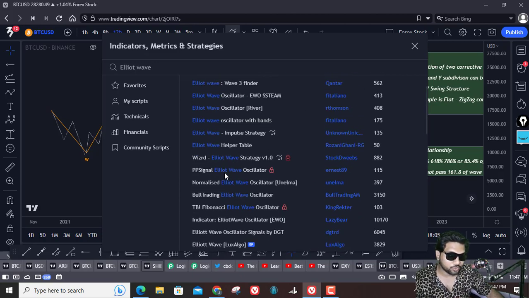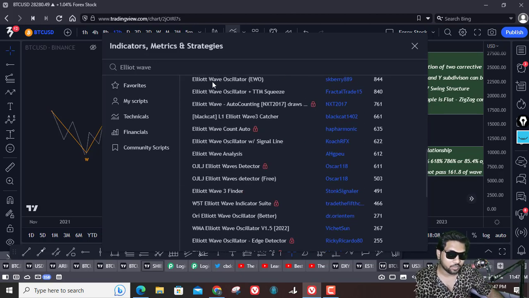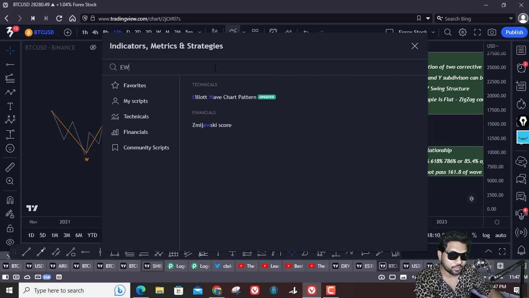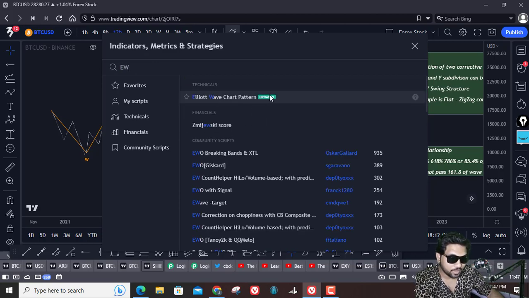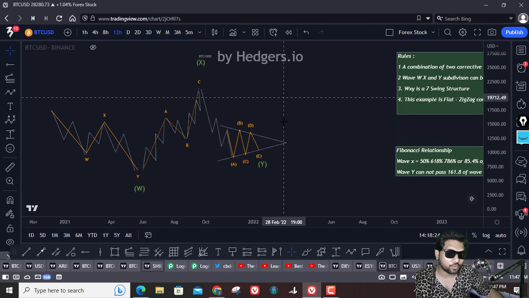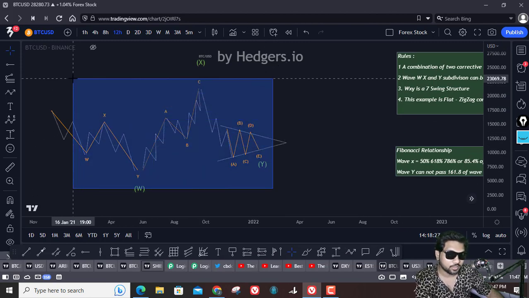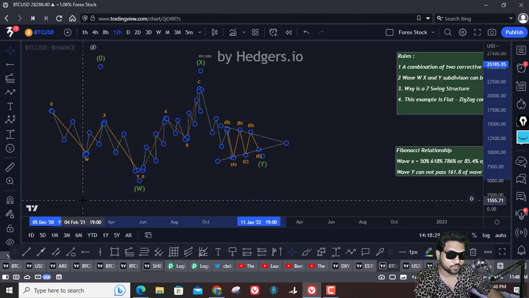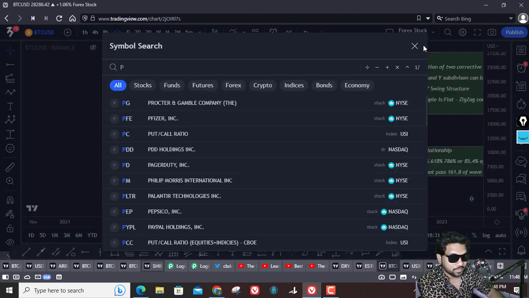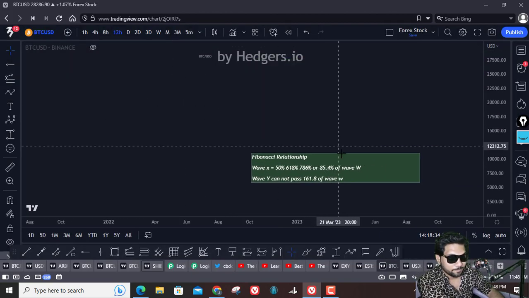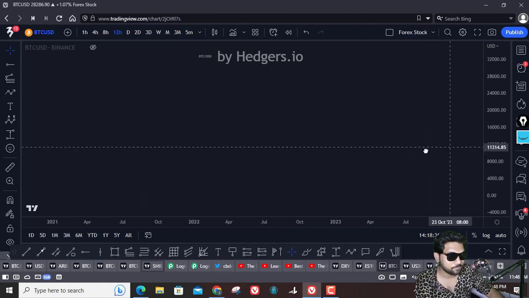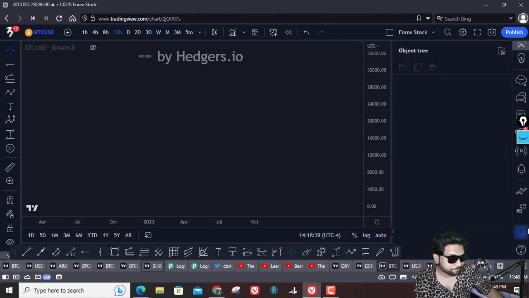And also there is an indicator by TradingView, that is Elliott Wave chart patterns, updated. You can also use this Elliott Wave indicator by TradingView, but that is only available for premium accounts. For your support, you can use it as well. So now we will try to do some analysis for Elliott Wave.